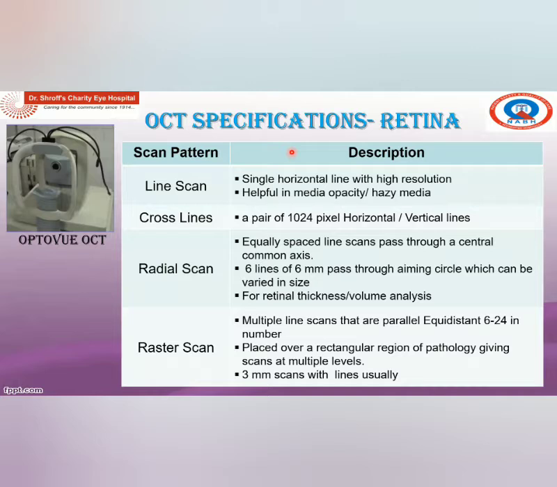Suppose we have a retinal pathology, and even in a case where we have an opacity, a single line scan can give a high resolution picture of the retinal pathology. Single line means one horizontal line, and cross line means one horizontal and one vertical line.